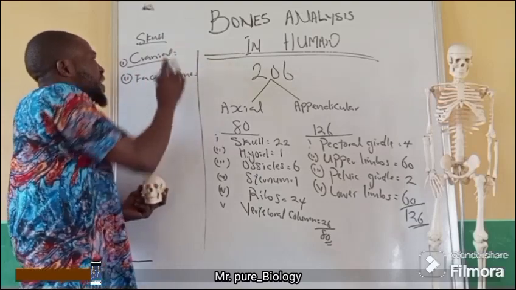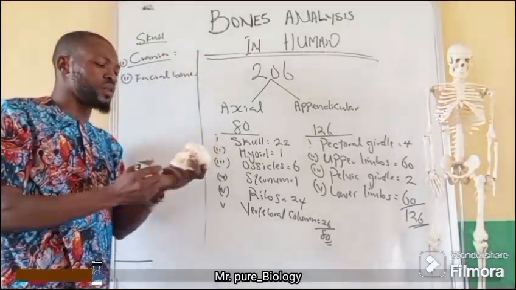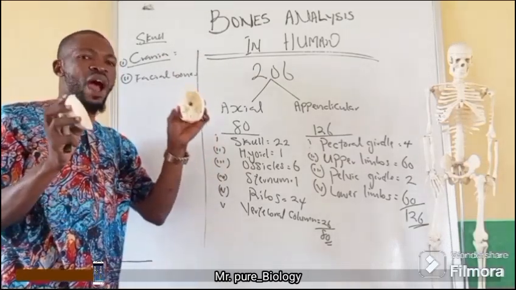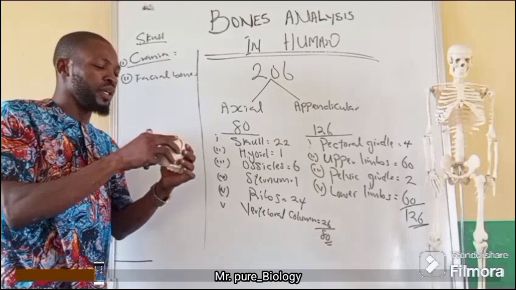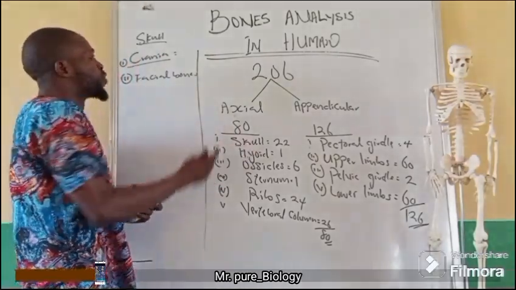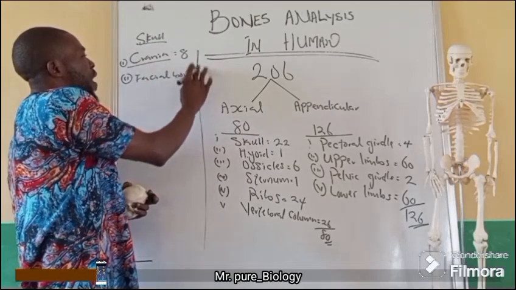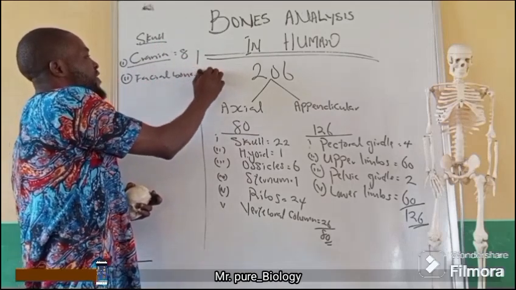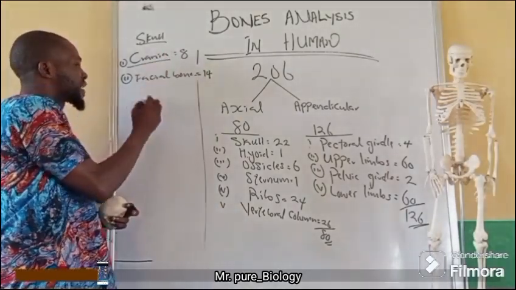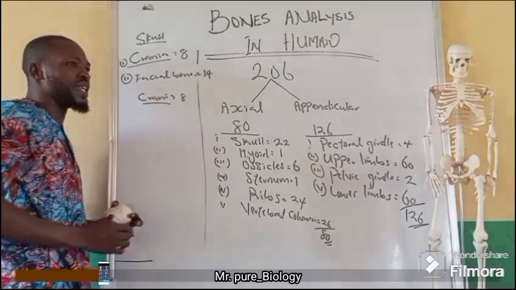So it is this cranium that we refer to as the brain box. It is called the brain box as it is the one that protects the brain. You can see now, we have it protecting the brain. Now the skull is of how many bones? Out of the 22 bones of the skull, the cranium is just 8 bones, while the facial bones are 14. Now in bone analysis in humans, let's look at the 8 bones of the cranium.